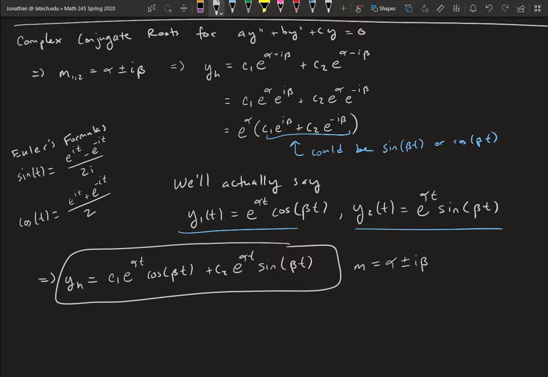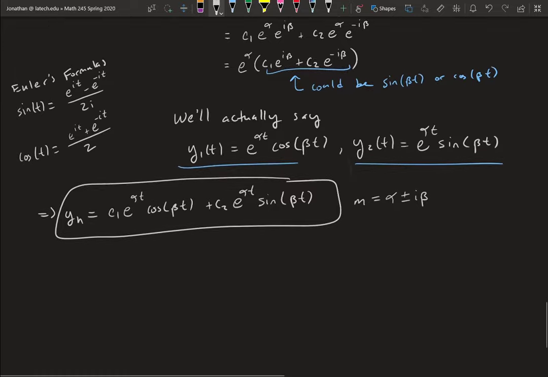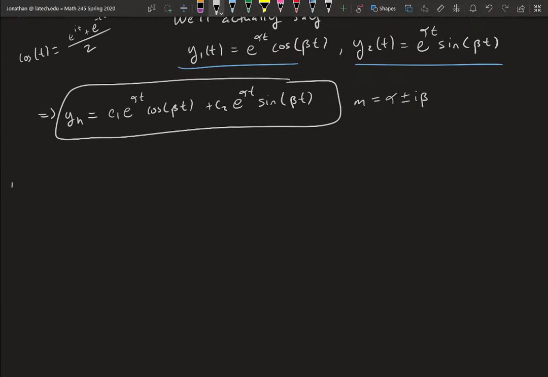So let's look at some examples. Example: solve y double prime plus y prime plus y equals 0 for the general solution.